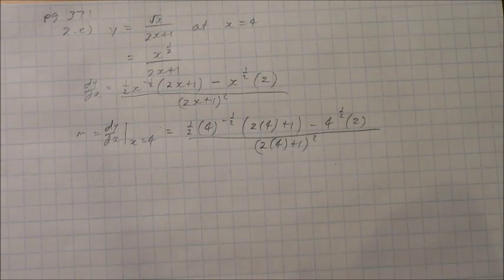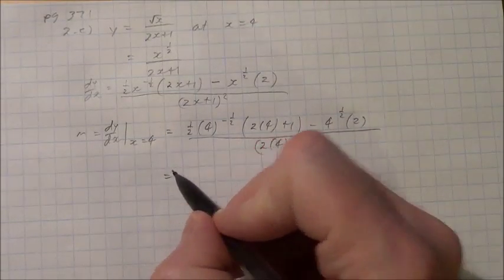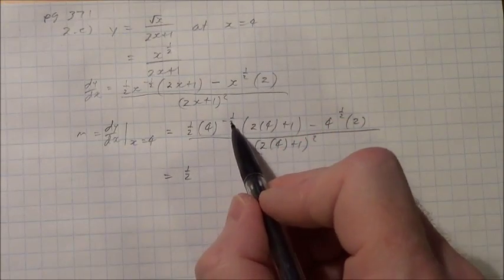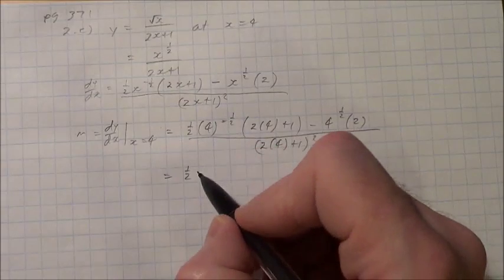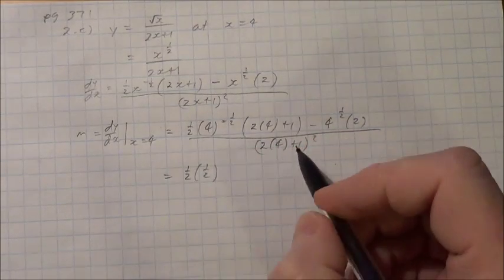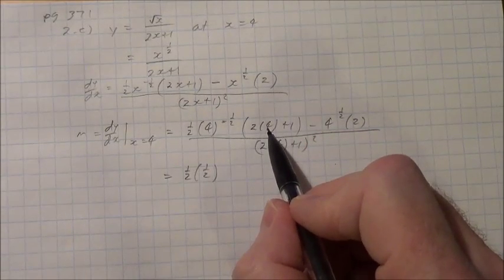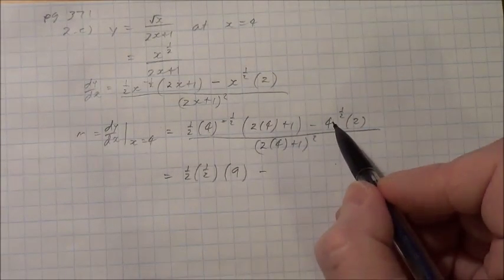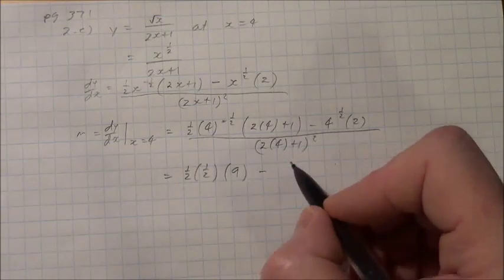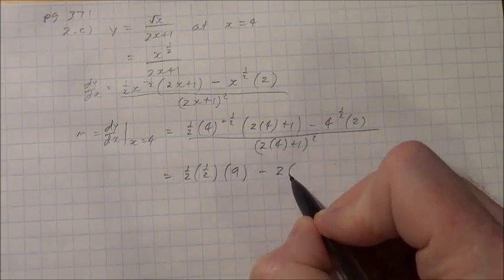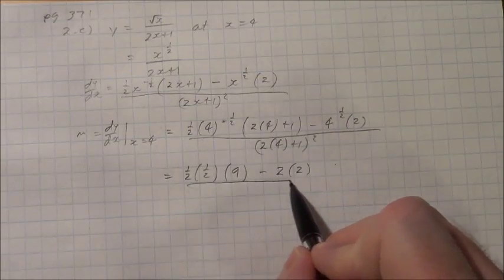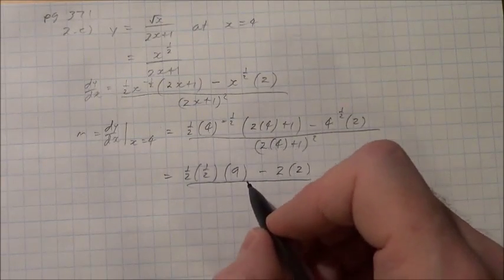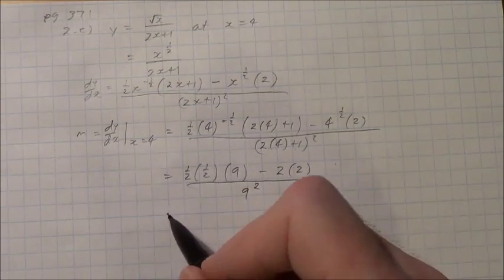So there's the substitution, and now I'll just do some of the evaluation. So we have that 1/2. 4 to the 1/2 is 2, but we've got the negative exponent which flips that, so it gives me 1/2. And then I've got 2 times 4, which is 8, plus 1 is 9. And then over here I've got 4 to the 1/2, which is 2, so that's the square root of 4, times 2, all over 2 times 4, which is 8, plus 1, which is 9, and that's all squared.